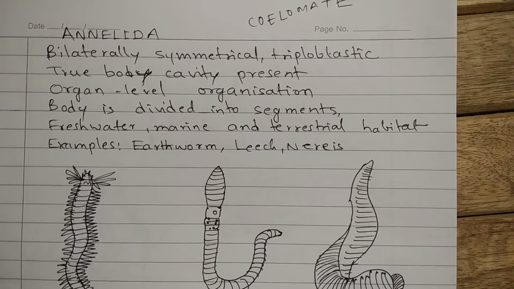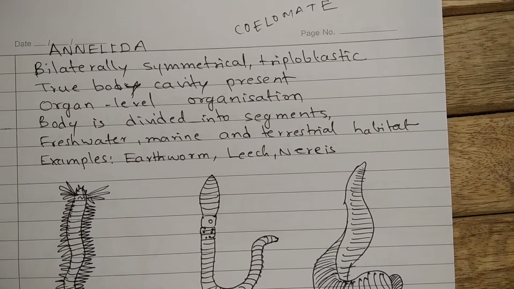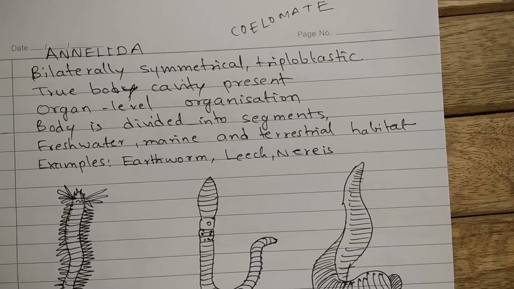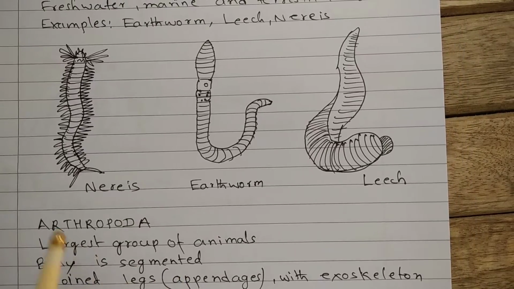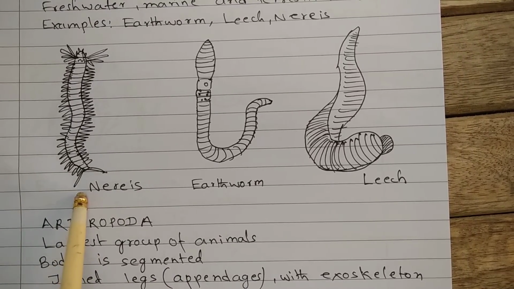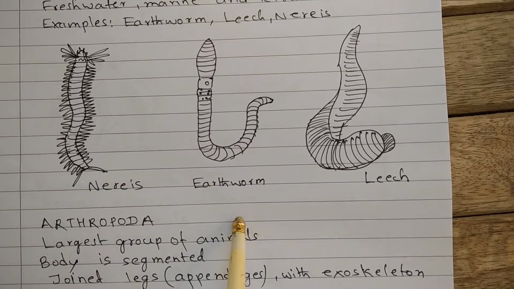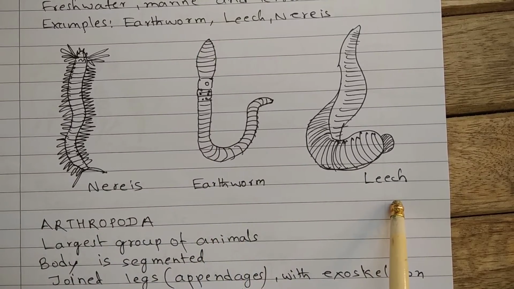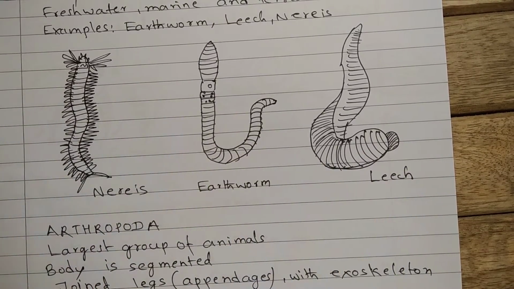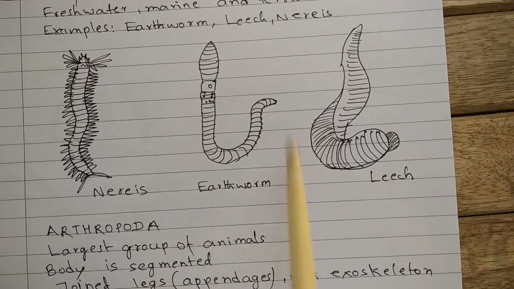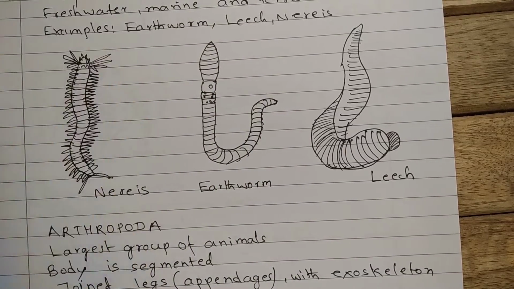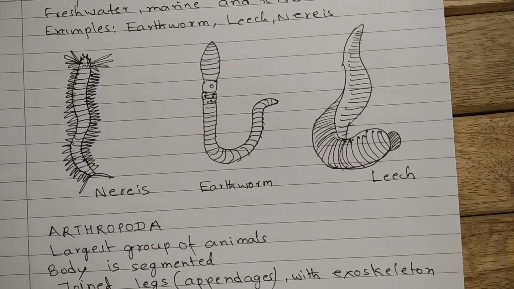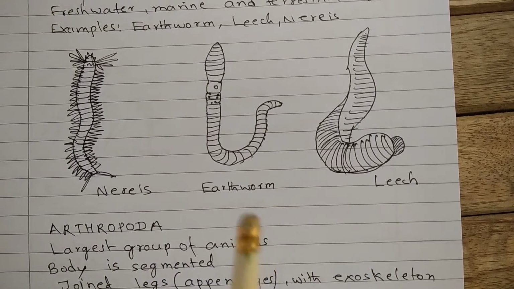These are freshwater, marine, and terrestrial animals. Examples are earthworm, leech, Nereis. Here are the figures. This is Nereis, this is earthworm, and this is leech. You must be familiar with these animals. At least most of you must have seen an earthworm. Nereis can be seen in rural areas or maybe in old houses.